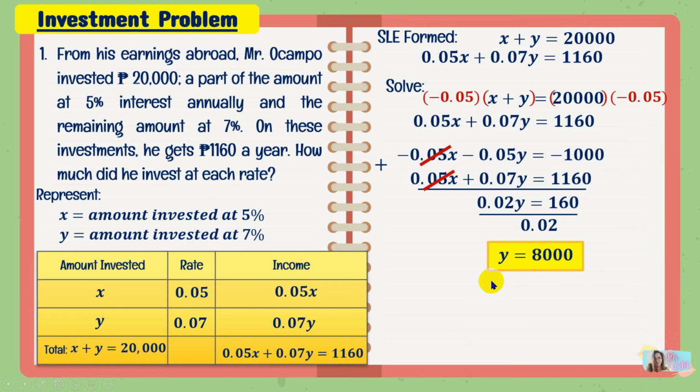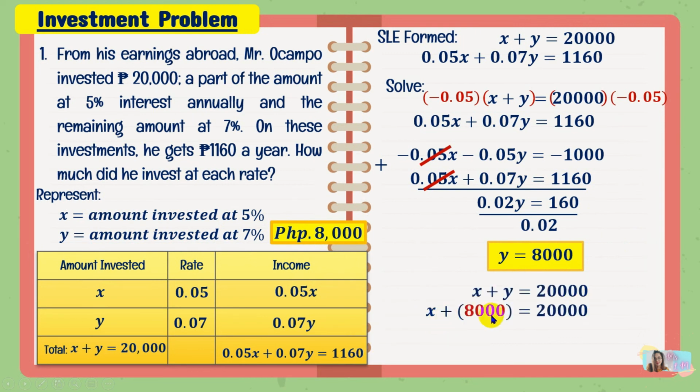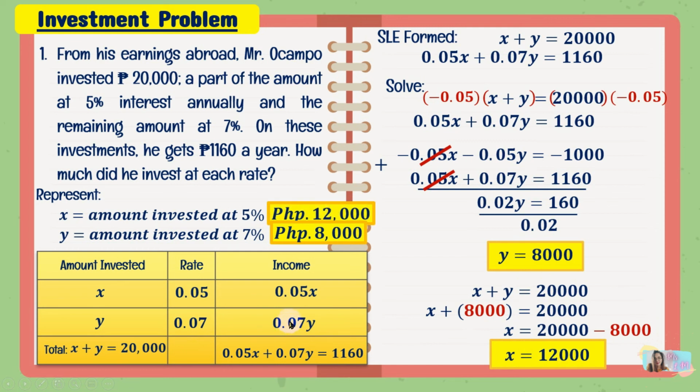So, the amount he invested at 7%, kasi yan po yung y, amount invested at 7%, that will be 8,000 pesos. Okay? And then, syempre, ano pa yung natitira? Yun naman po yung investment niya doon sa ating 5% interest. So, paano rin makukuha yun? X plus y is equals to 20,000, y is 8,000, so substitute natin, then additive inverse niya, 20,000 minus 8,000, that is 12,000 pesos. So, yan naman po yung amount ng investment ni Mr. Ocampo sa 5% interest. So, ito na po yung ating answer.